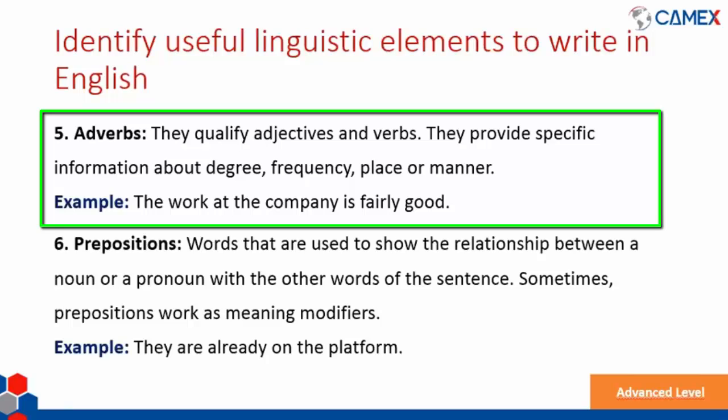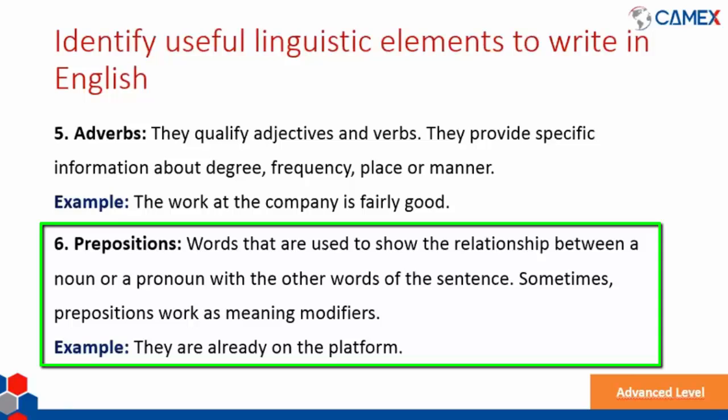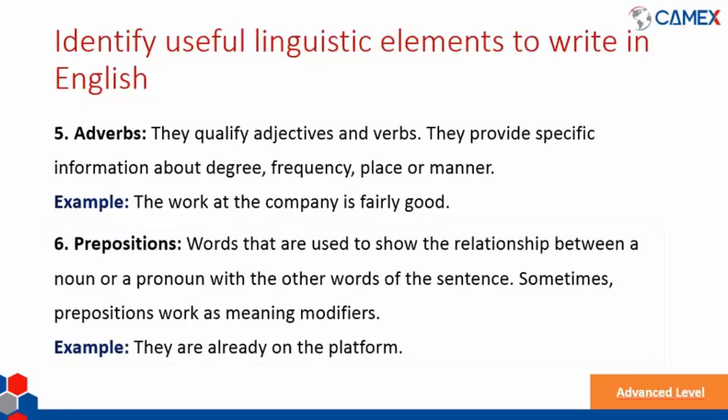Okay, and you also have the prepositions, which are the words that are used to show the relationship between a noun or a pronoun and the other words of the sentence. Sometimes the prepositions work as meaning modifiers. Okay, so take some minutes and identify the adverbs and the prepositions in those two sentences.